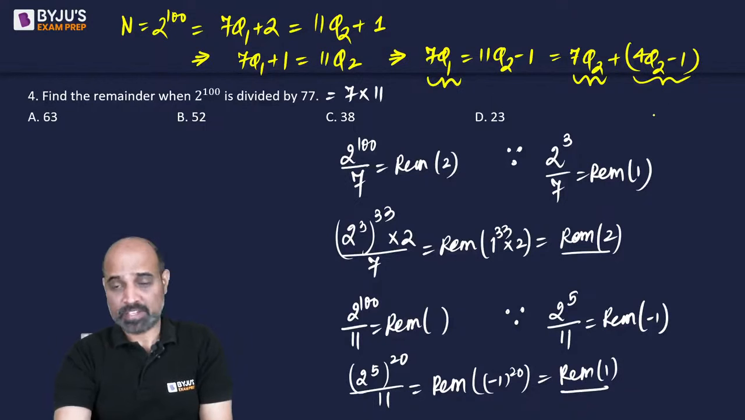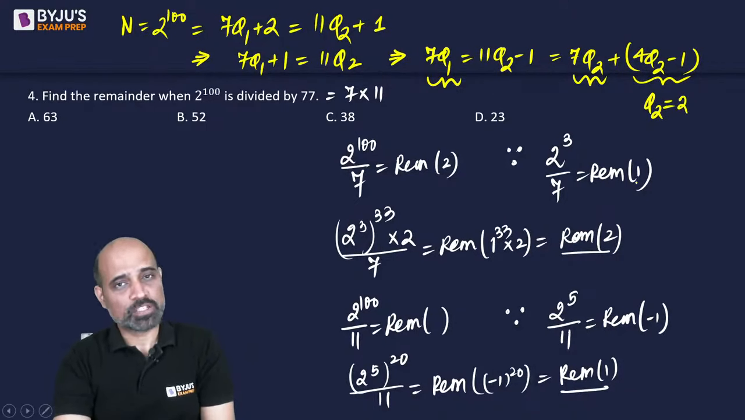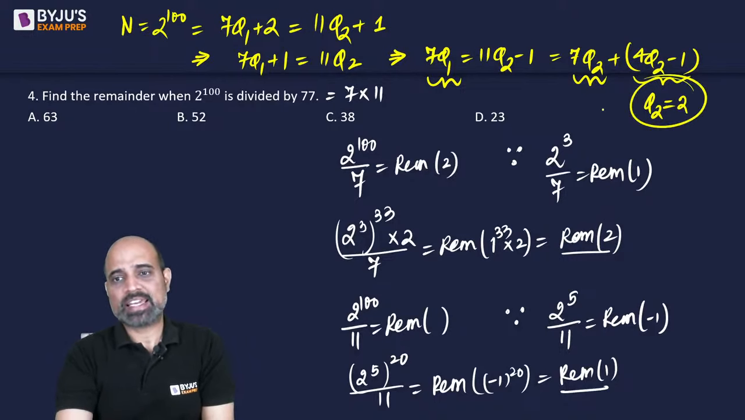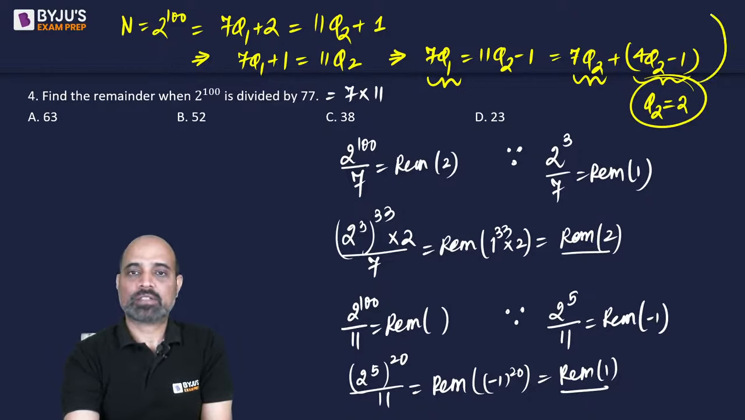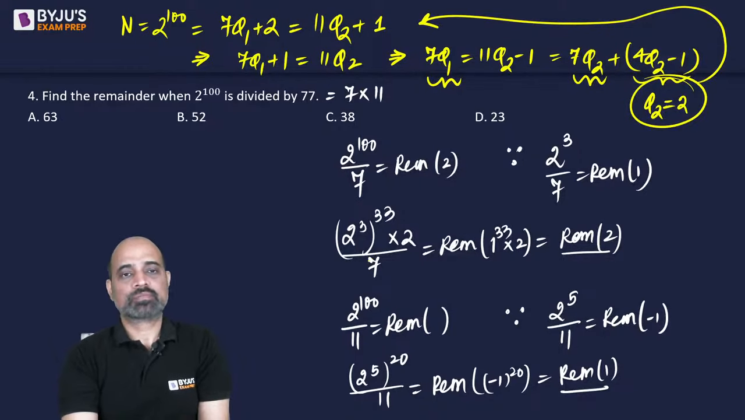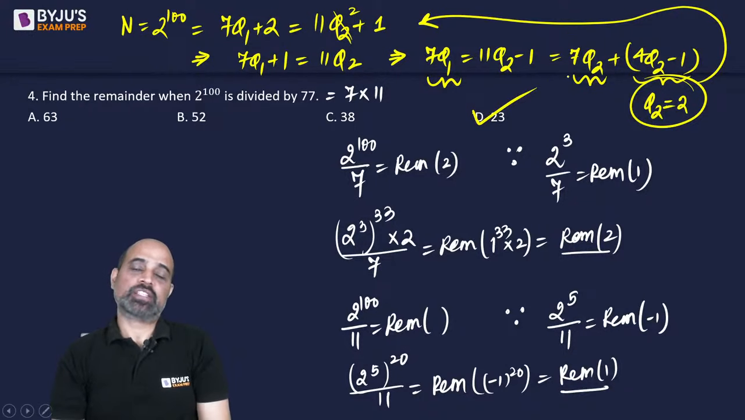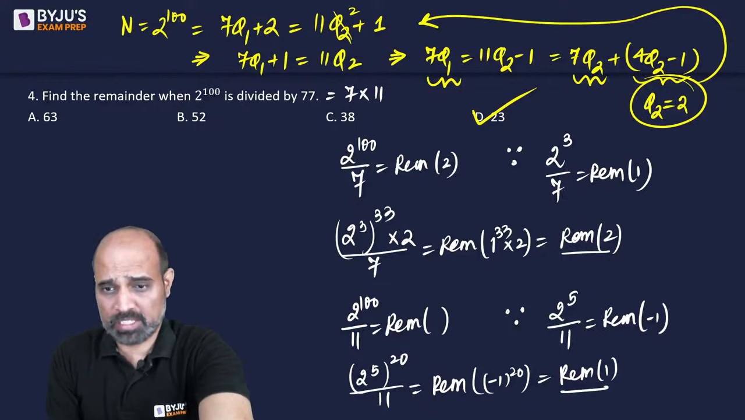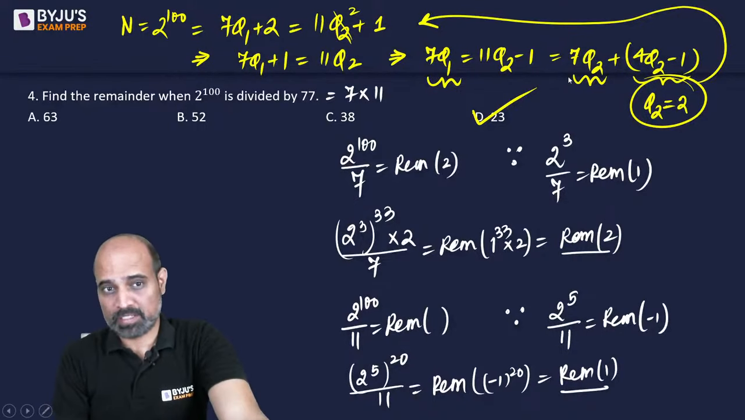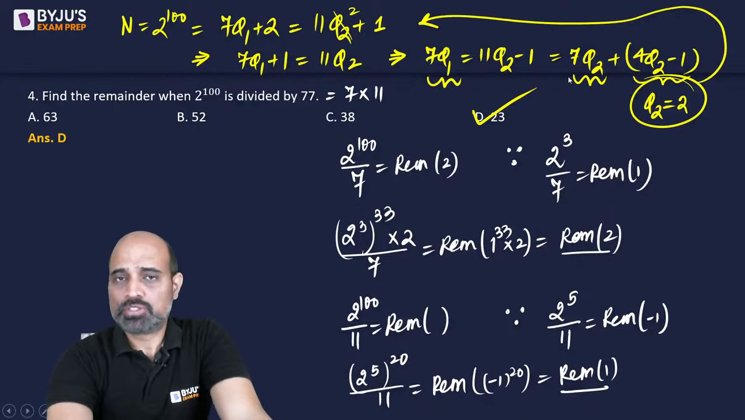Can I make this as 7? Yes. If Q2 is going to be 2, this is going to be 8 minus 1, 7. So the moment I get the value of Q2 as 2, we are supposed to put it back and we'll get the value of n. So if we put Q2 equal to 2 here, this is going to give us 11 into 2 plus 1, 23. So 23 is our answer. We don't need the value of the other variable, as in Q1, की ज़रूरत नहीं है हमें इधर. ठीक है? So D is the answer.